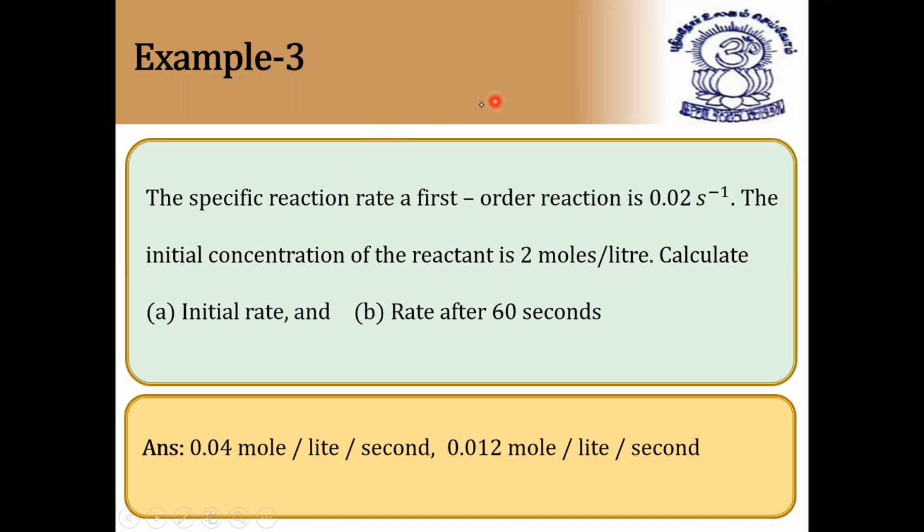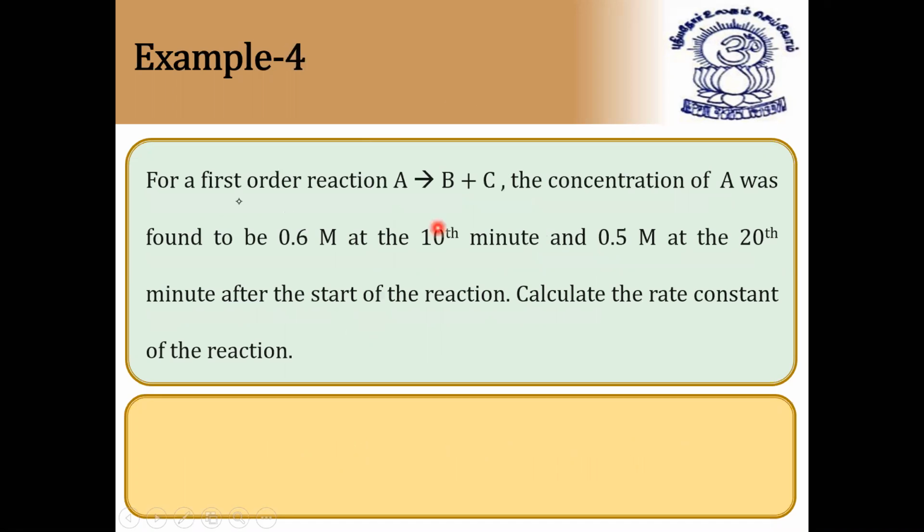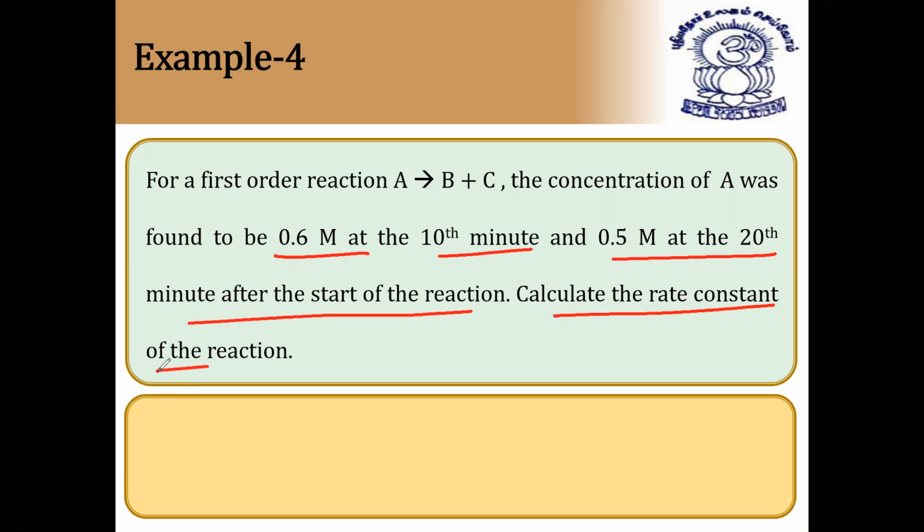Next, an example for a first order reaction: A gives rise to B plus C. The concentration of A was found to be 0.6 molarity, initial concentration, at the 10th minute, and 0.5 molarity at the 20th minute after the start of the reaction. Calculate the rate constant of the reaction. So they are asking us to find the rate constant. So K is equal to 2.303 by t into log of a by a minus x.